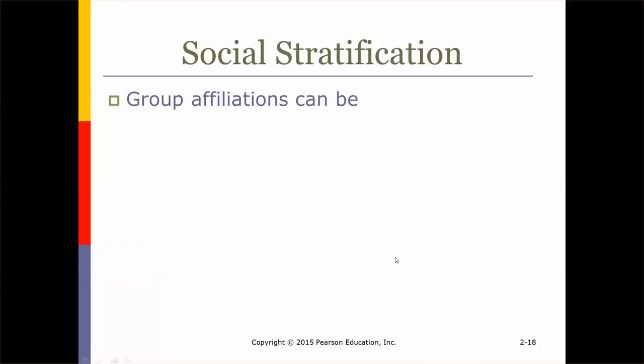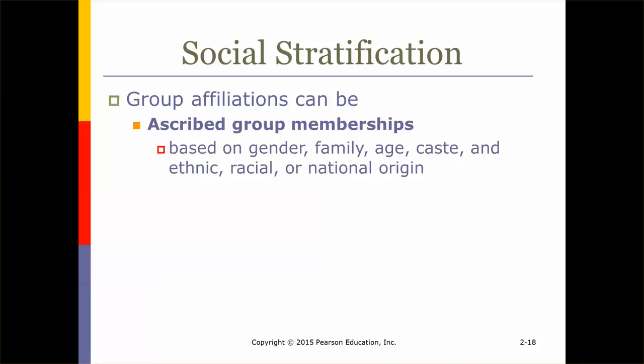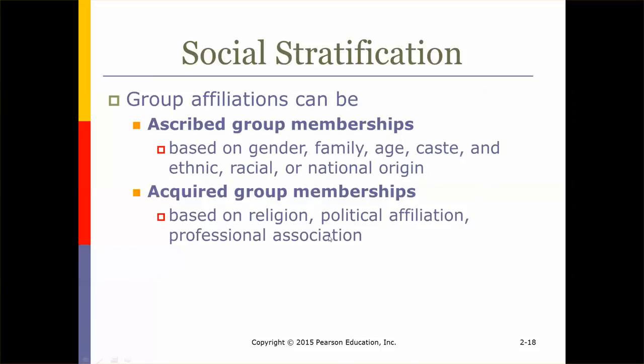Group affiliations can be group membership. It can be based on gender, family, age, caste, ethnic, religious, national origin. So you could have groups like Masons, groups like the, pick a group. But basically, all we're saying here is some of the affiliations could be based on these types of structures. And then we can also base it on religion, political affiliations, parties, professional associations.